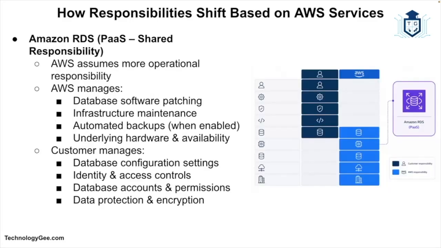Then there's Amazon RDS. Now, with Amazon RDS, AWS takes on more responsibility. So basically, AWS handles database software patching, some backups if configured, and the overall infrastructure. You handle the database configuration, the access controls, and the data security. So now AWS is helping you to manage the database engine, but you still control access and data.